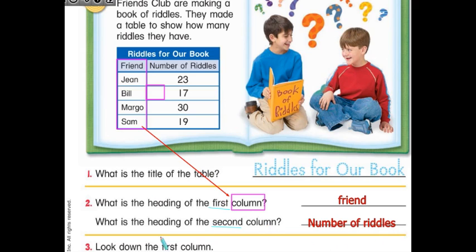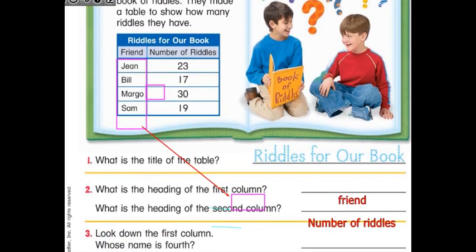Now look down the first column. Whose name is fourth? Don't forget we've learned the ordinals. Fourth, which one? Let's check. This is the first, second, third and fourth. So this is the fourth.